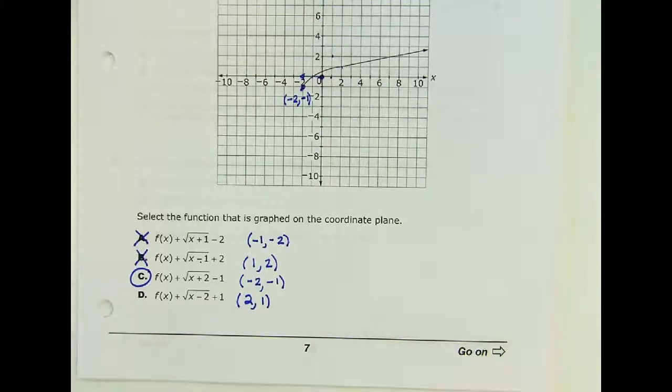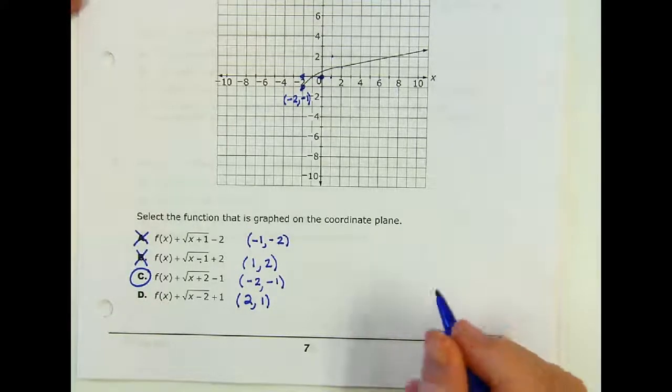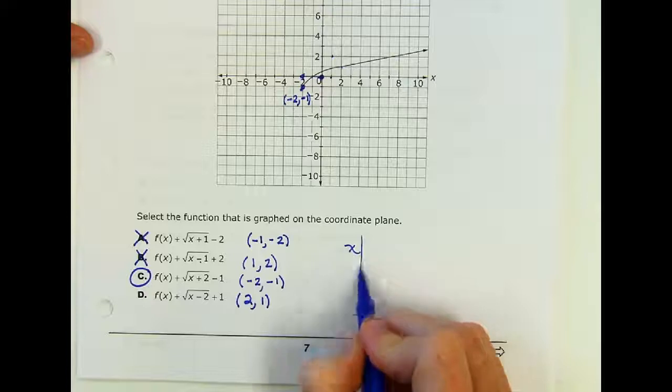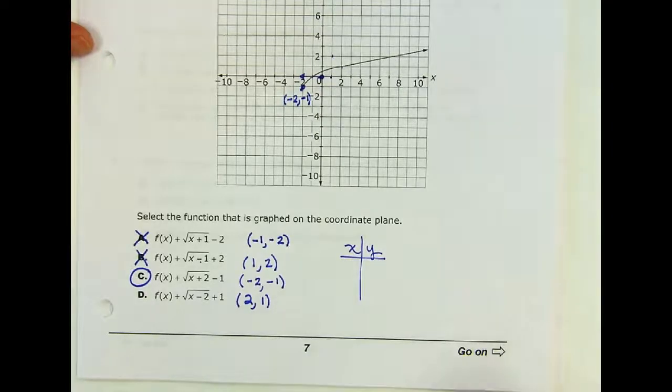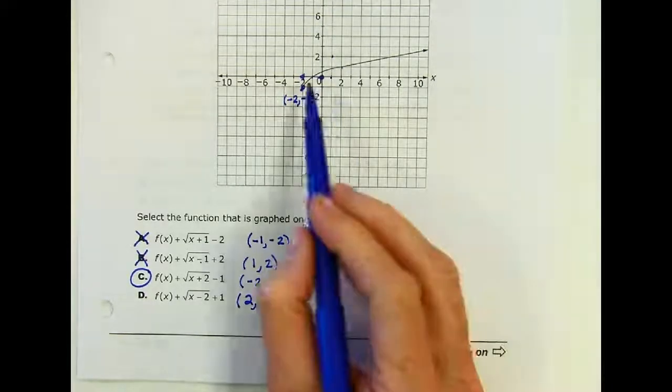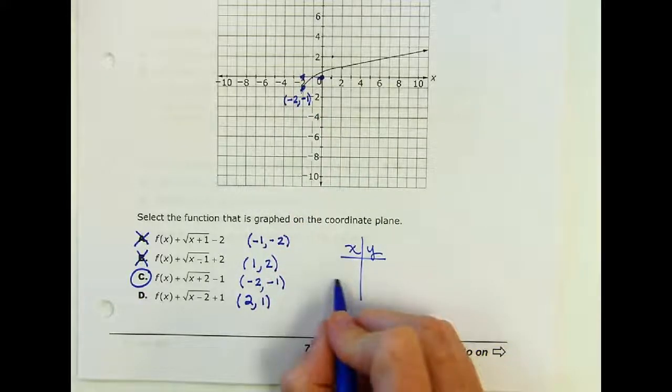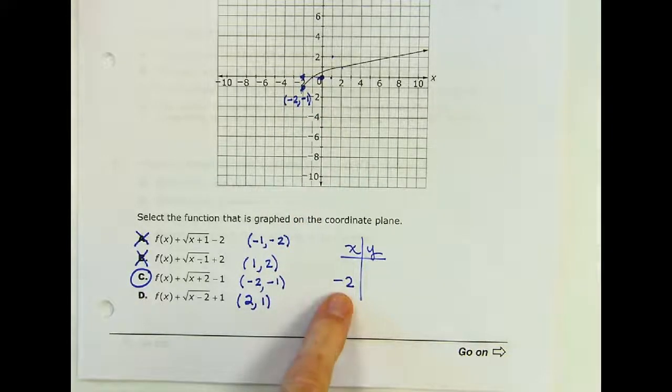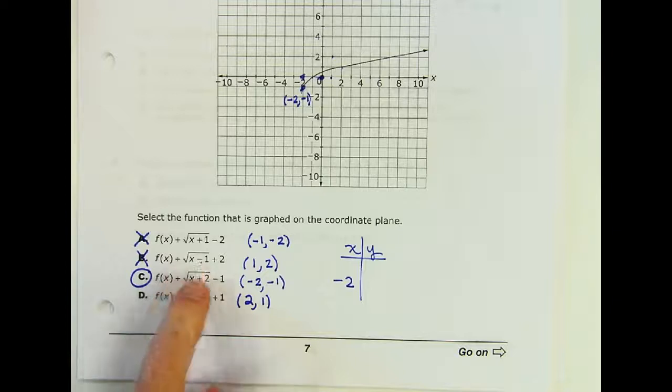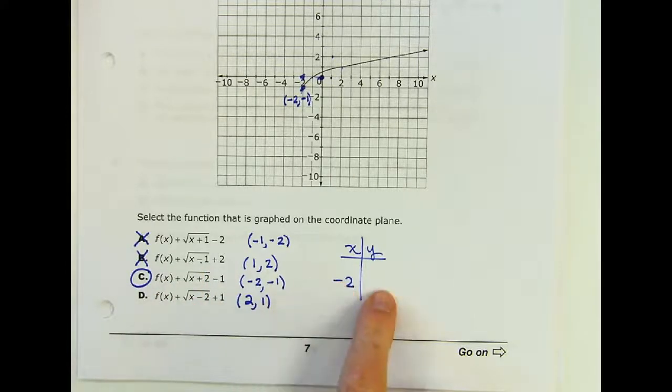So what if you forgot those transformation rules? Well, what you could do is you could make a table, and you could pick one x value, and I would probably pick the -2, -1, and I would simply plug in a -2 to see which one would give me the correct point, -2, 1.